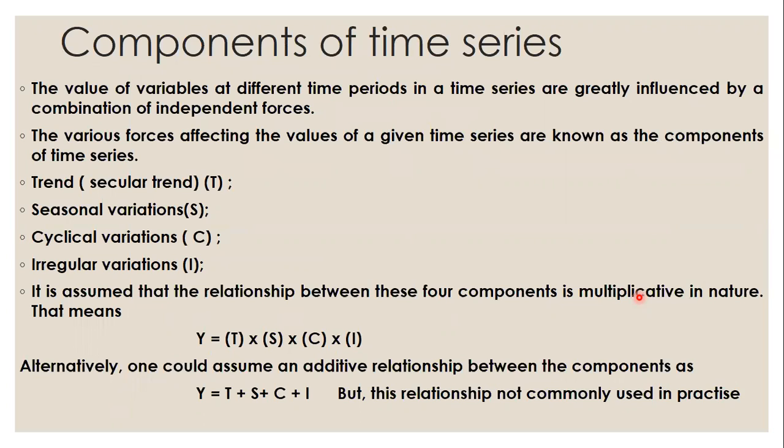Coming to components, we learned there are four major components of time series: trend, seasonal variations, cyclical variation, and irregular variation. These four components can be represented in a multiplicative relationship. So y, the dependent variable, is equal to trend times seasonal variation times cyclical variation times irregular variation. This is the most used relationship for the components of time series.